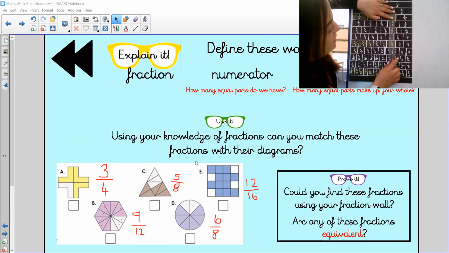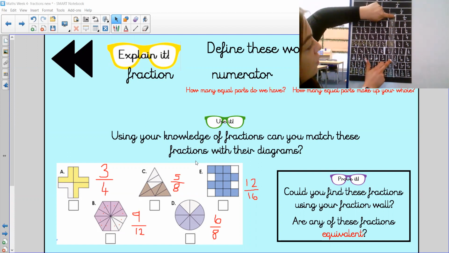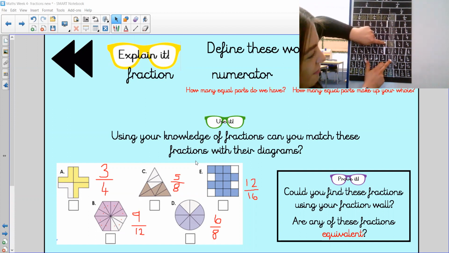So what I'm going to simply do is, using my ruler, I'm going to go from my 3/4 and I'm going to put my ruler down to see if any of them are showing me the same amount of that whole. So you can see there's my 3/4. I'm going to go down. Now 5/8 is here, so is that the same amount? Is that an equivalent amount? No, but look here, your 6/8 is showing exactly the same amount as my 3/4.